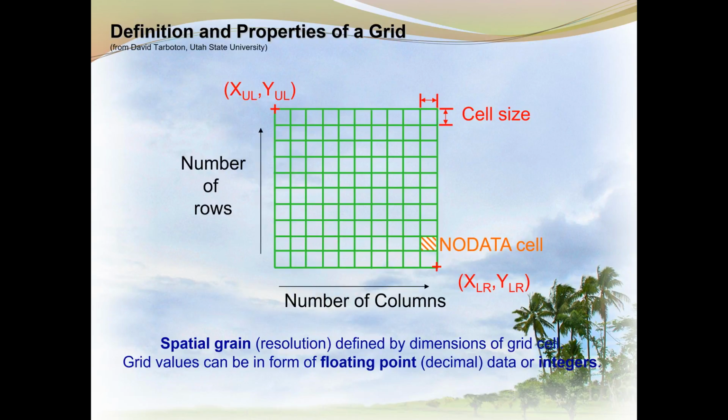Now the definition for a grid. We will have the upper left and upper right, the cell size, and cells here could contain no data. For the number of rows, we go up: row 1, row 2.